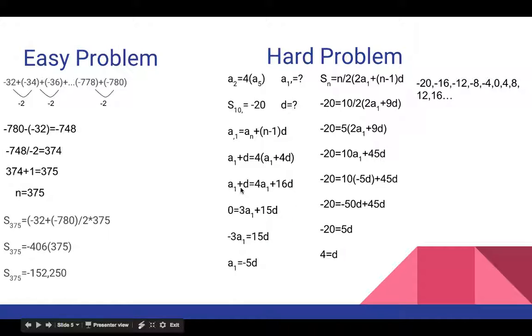If we subtract A1 from 4A1, we're going to get 3A1, and if we subtract D from this side over here, we're going to get 15D. So pretty much we're setting the left side equal to 0 because we don't have any terms left on it. Then we're going to subtract 3A1, which gives negative 3A1 is equal to 15D, and then we end up with A1 equaling negative 5D.